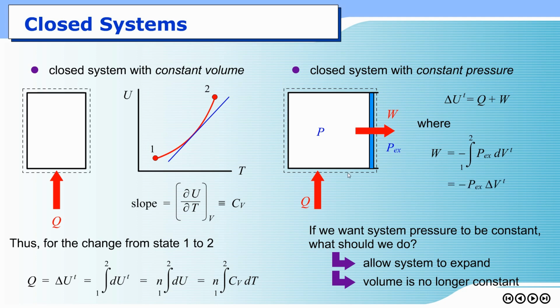Okay, so in that case, if you integrate this, the external pressure is constant, so you can take it out of the integration. The rest would be the integration of dV. You get delta V out of this integration. And then you can replace this P external with the total pressure inside the system, because they are the same at all times.